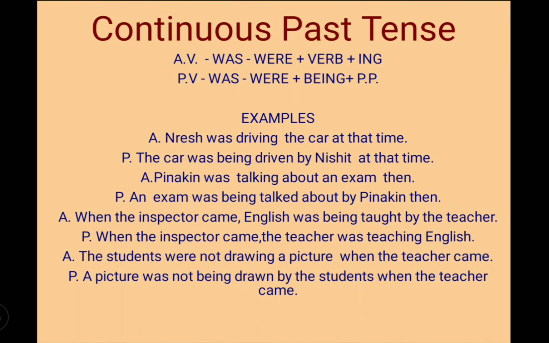Now we will discuss continuous past tense. As we have discussed, in continuous tense being is used in passive. Remember the sentence pattern. In past tense helping verbs are was and were. Was is for singular and were is for plural. Active voice: was, were plus verb plus ing. In passive, was, were plus being is the most important one, and then past participle.